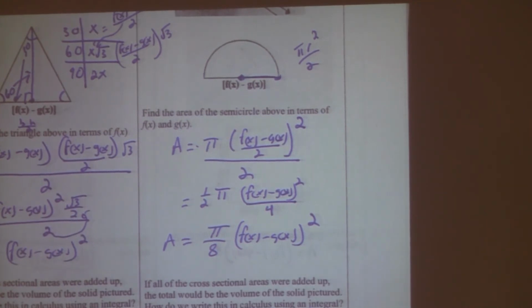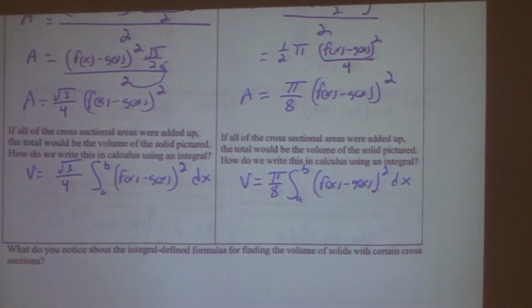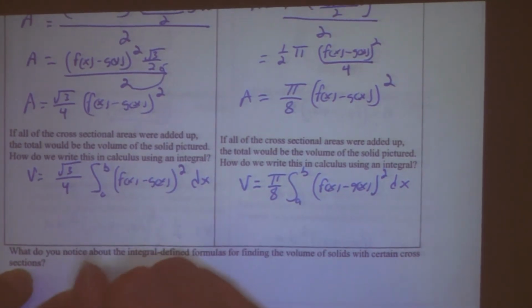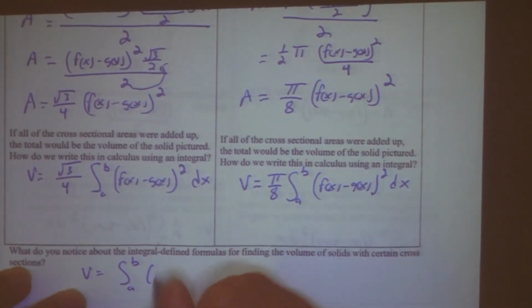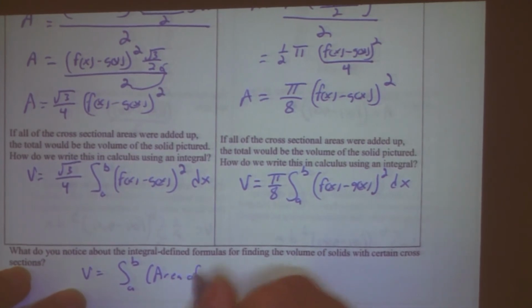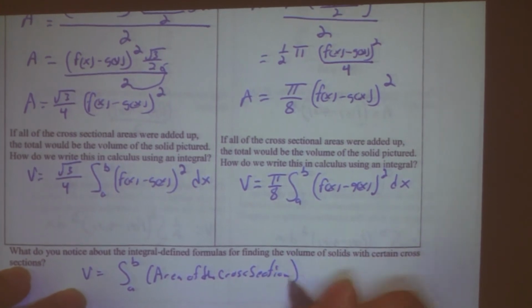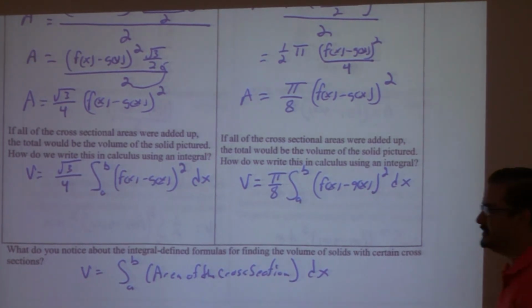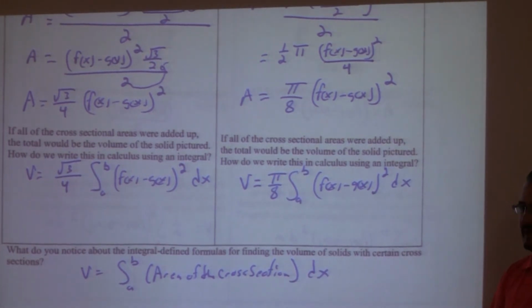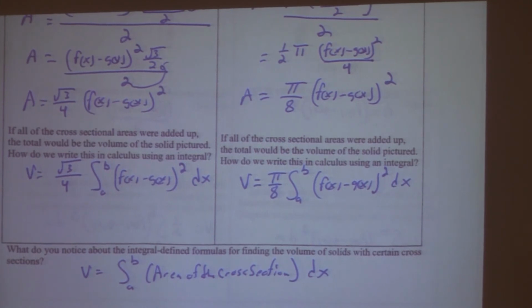Okay, so the main thing that you want to pick up from here is whenever you're trying to find the volume using cross sections, it's very simple. You're going to set up an integral from wherever to wherever, and the formula that you're going to use here is going to be the area of the cross section. Okay, so all you have to do is find a formula for the area of the cross section and then integrate it from A to B, with respect to X or with respect to Y, depending on what the cross sections are perpendicular to.